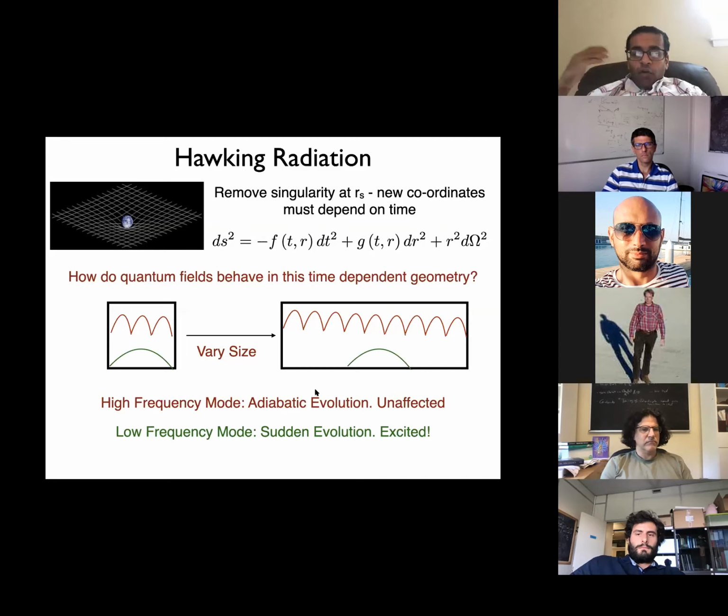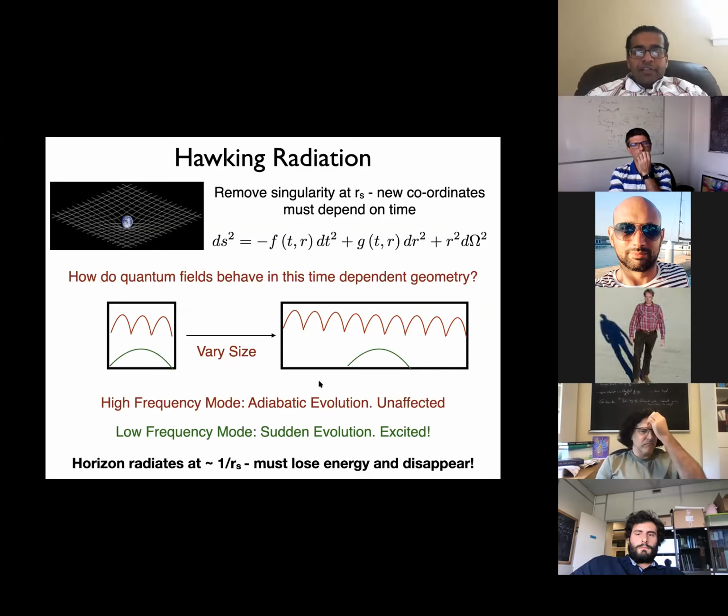On the other hand, if I have a low frequency mode, low frequency compared to the rate at which I'm changing the box, then of course that mode undergoes sudden evolution, which means that mode will get excited as I go to the larger size of the box. And thus what we've realized is that the moment I have this time-dependent geometry, and since there are quantum fields of various kinds and various energies, there will be some quantum fields that get excited because they are these low frequency modes. That means you must have particle production happening in the system. And since the only scale in this problem is the Schwarzschild horizon, this horizon would radiate at basically 1 over Rs, and that is the temperature, naively, at which it comes out.